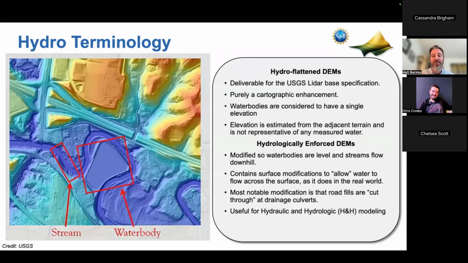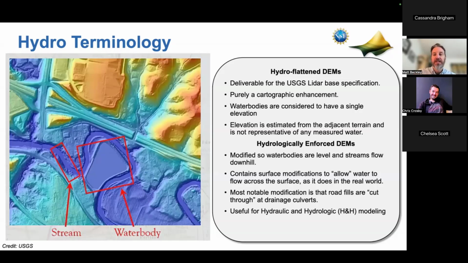By contrast, we have hydrologically enforced DEMs. This is a more process-intensive DEM. It's used more for analytics. What it is basically doing is modifying the DEM such that when water models, like TauDEM or Arc Hydro or any other modeling system, are applied to model water flow, the DEM is modified in a way that water will flow as it would in reality.